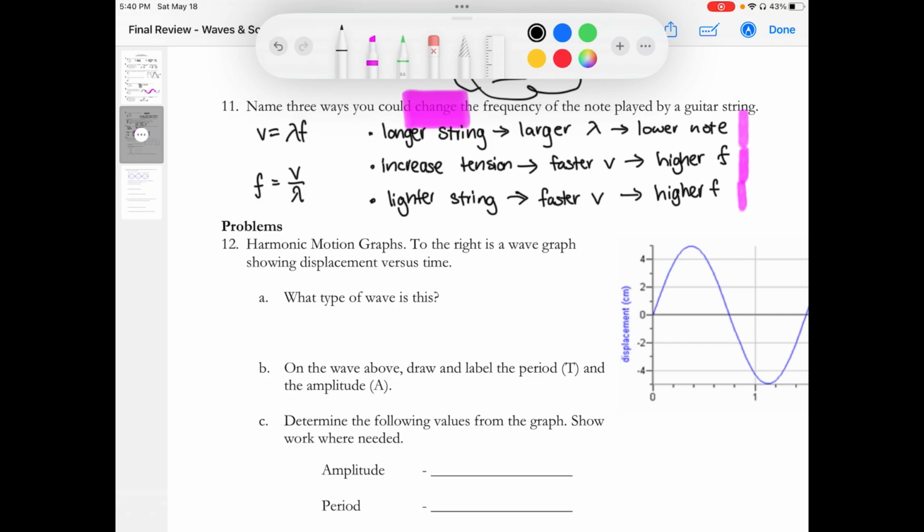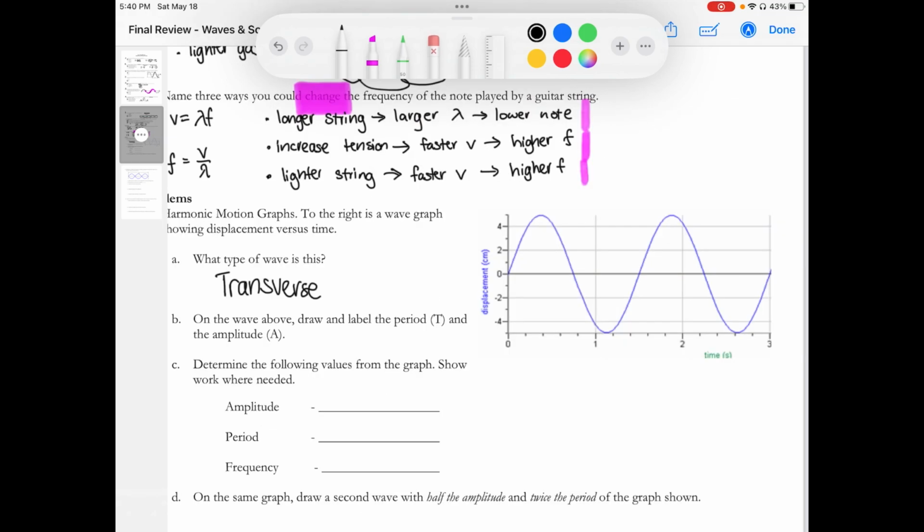People got stuck on 12A because they were like, what do you mean by what type of wave is this? I'm asking, is this transverse or longitudinal? I'm hoping you'd recognize the shape is transverse because the wave is vibrating up and down as it travels to the right. So let's talk about that.